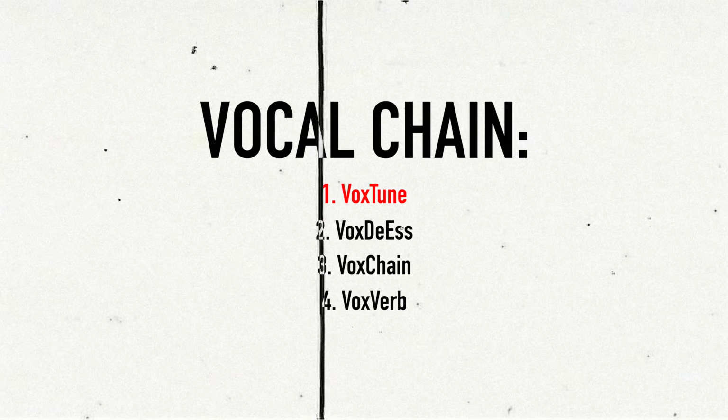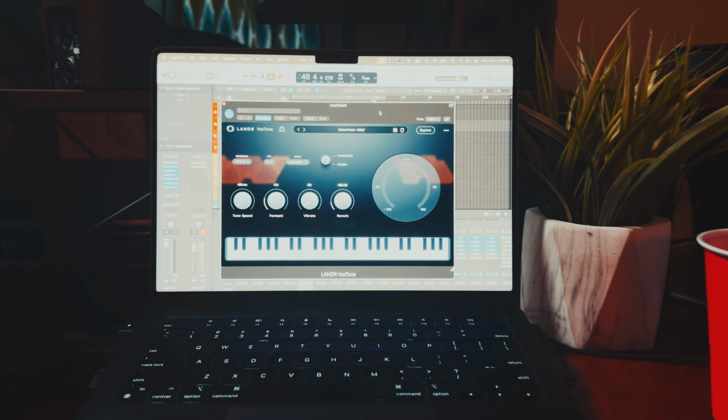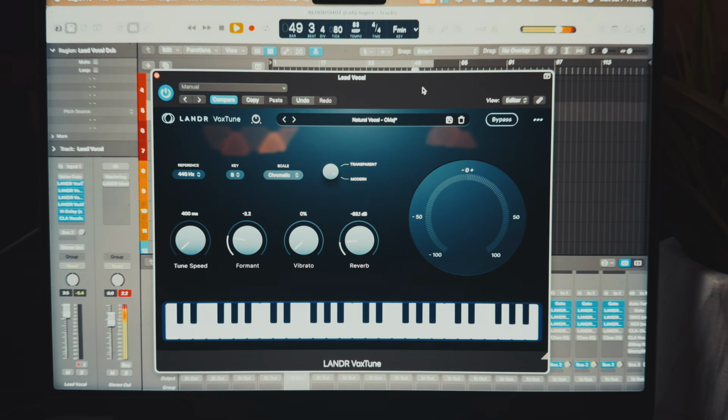Now, last but not least, we have LANDR's VoxTune. Now, this is something that normally you would put at the beginning of a vocal chain. So our last example, when I was doing the rap, I obviously did not put VoxTune on there because I didn't want my vocal fluttering. I'm not really singing melodically or anything like that. So it was just the vocal by itself.